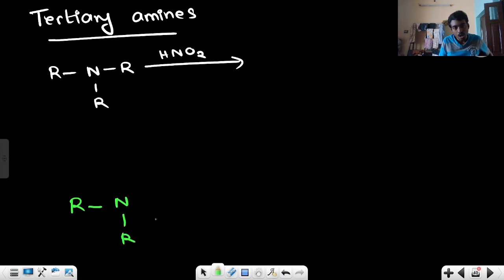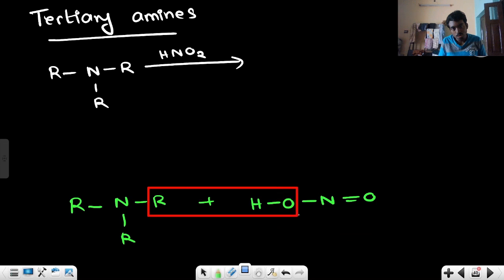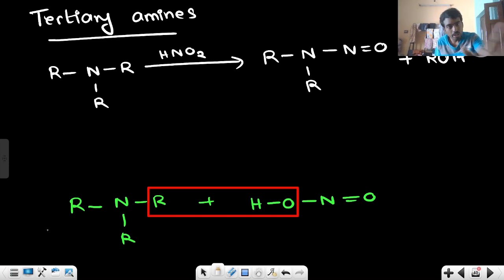You can easily understand it. Just see. R N R R. Done. As I showed you, the structure of this will be H O N O, right? Now here, instead of water, you will eliminate alcohol. So what is the remaining part that will be formed? The same thing that formed in the secondary: R N R plus ROH. Clear? So they are also giving the same product as secondary amines gave.